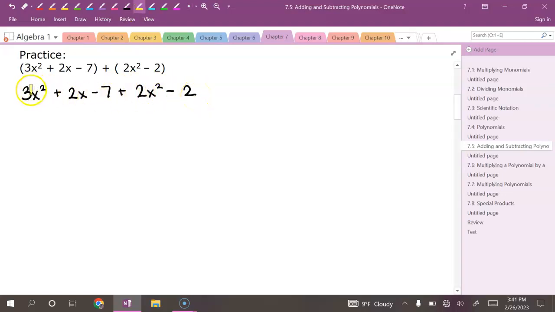Okay, so what I did is I saw the 3x squared and the 2x squared. Those are going to go together. The 2x is kind of standing by itself. And then we've got the -7 and the -2. And so I ended up combining these together to say 5x squared plus 2x minus 9.